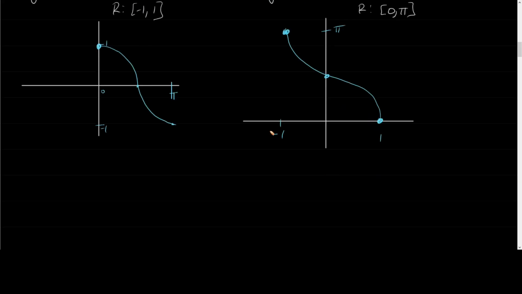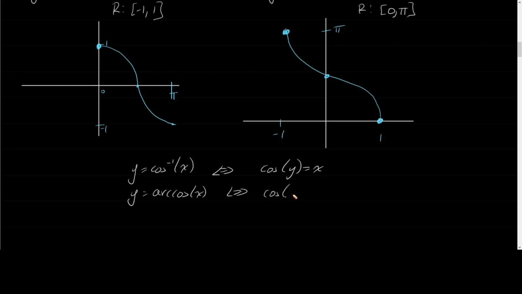And just like before, if I write y equals cosine inverse of x, this is equivalent to saying that cosine of y equals x. Similarly, I can say arc cosine instead of cosine inverse, and it will give me the same exact thing. Either way, the domain is from -1 to 1, and the range is from 0 to pi.